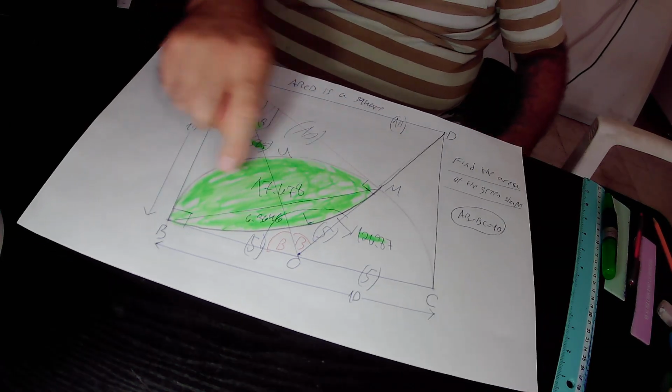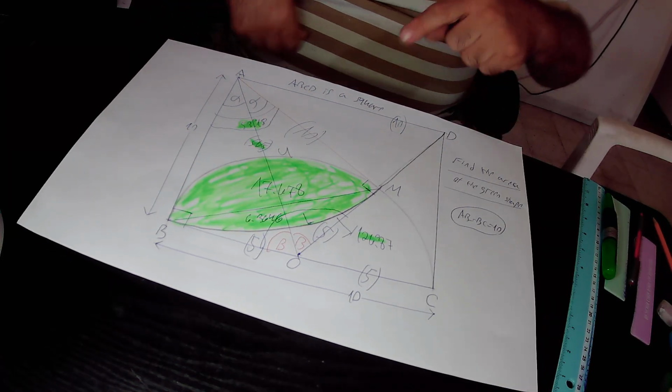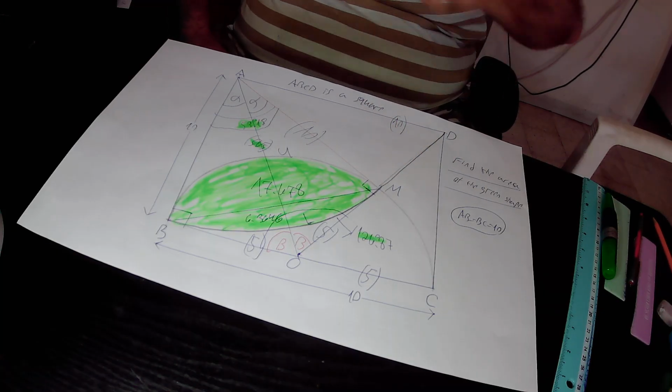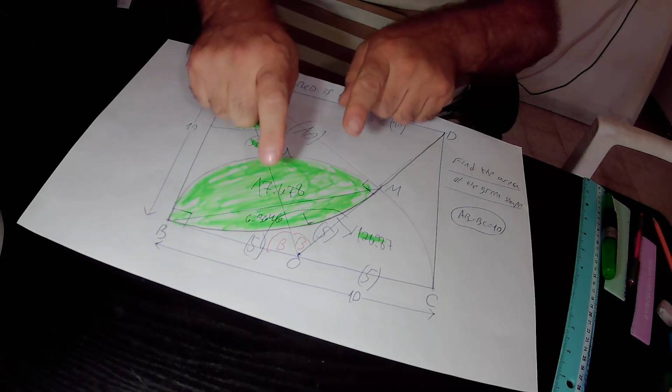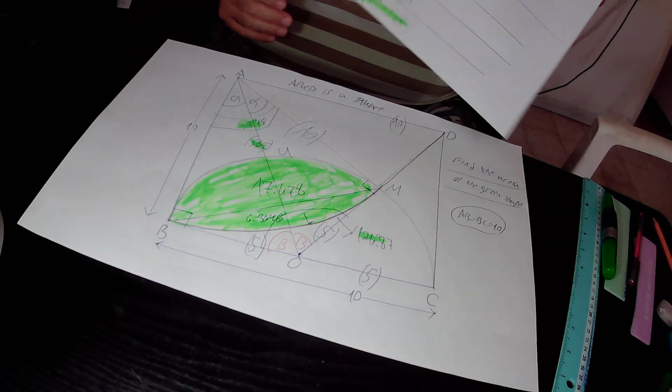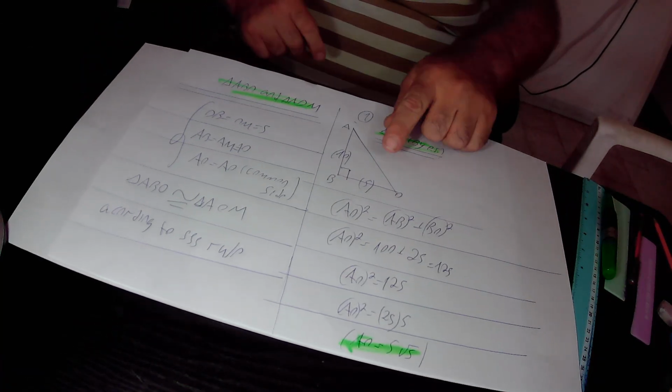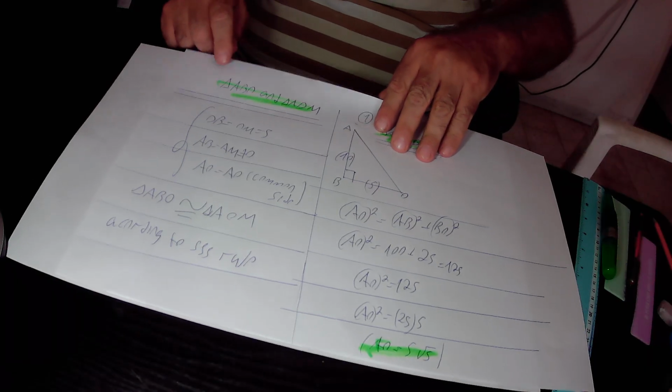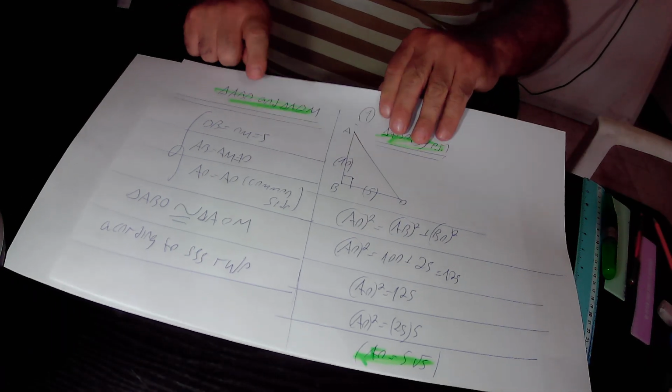First of all, side OB of the right triangle ABO is equal to side OM of the right triangle AMO. They are both the radius of the semicircle that is equal to 5, and therefore they are equal to each other. And again, OB equals OM equals 5.